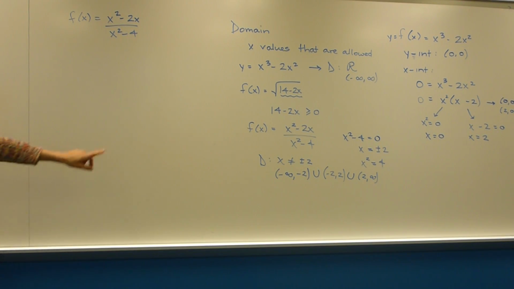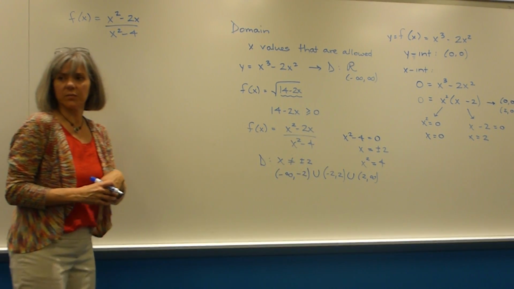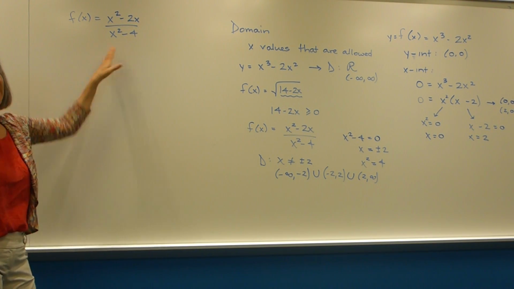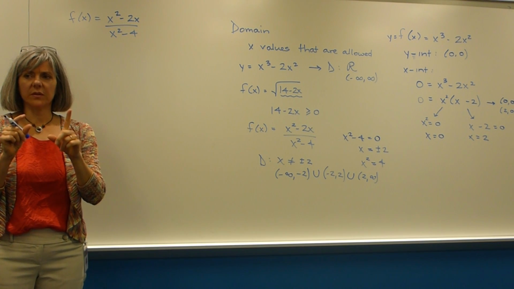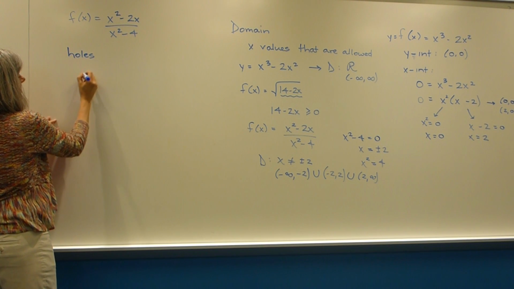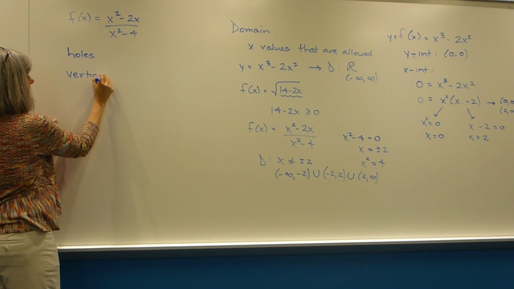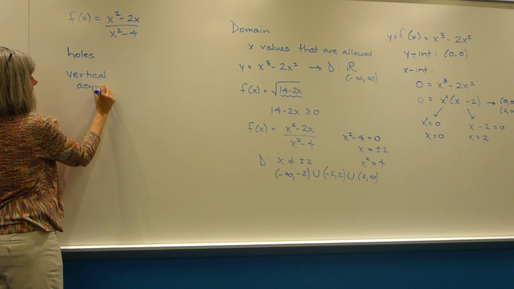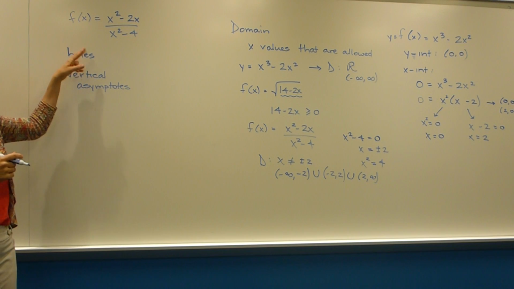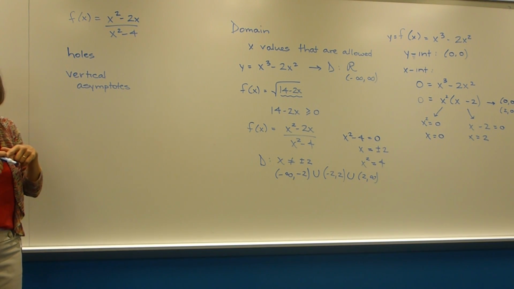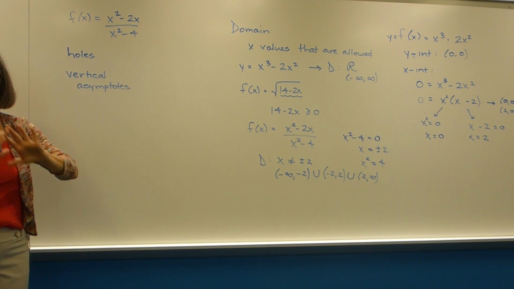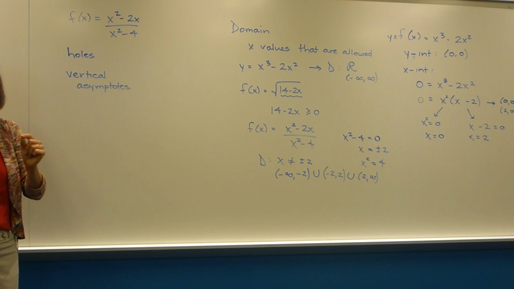So we already know that these two numbers, x equals plus and minus 2, are not in the domain. We cannot divide by 0. Now, those two exceptions can be one of two things. We have what are called holes, and we have vertical asymptotes. The denominator has to be 0 for either one of those to happen. So what's the difference between them? I know people are used to thinking, oh, wherever the denominator is 0, that's my vertical asymptote, mostly.